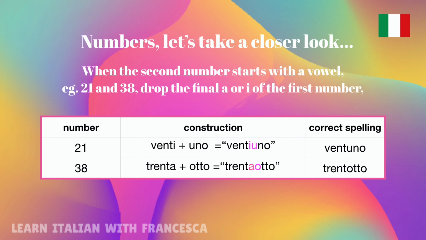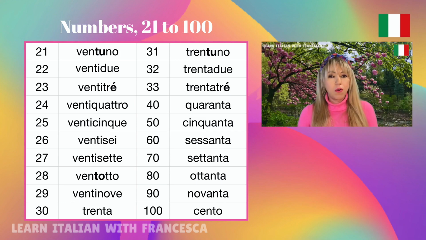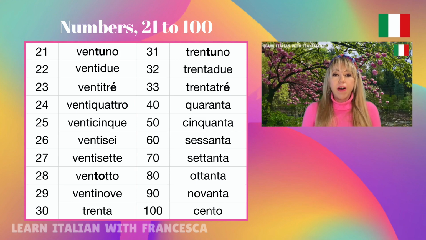Trentotto. Better. Also, note that from 23, 33, 43, etc., the final E of tre has an accent on it. And so we stress that final syllable. Ventitré, trentatré, quarantatré.